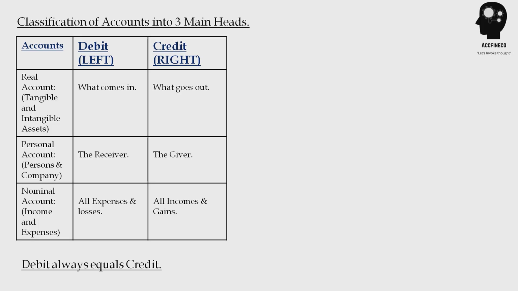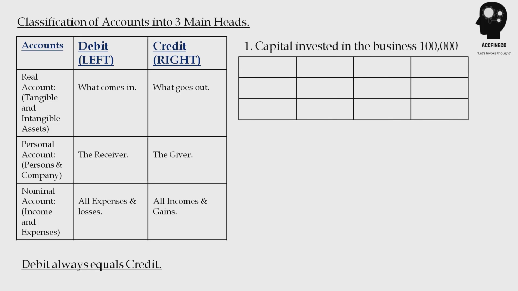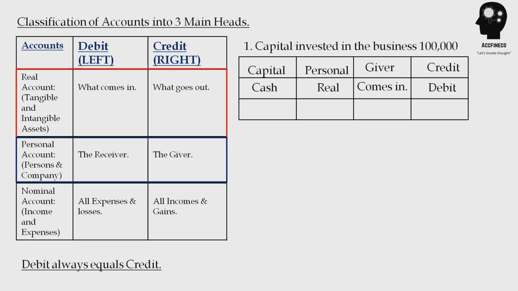So the first transaction is capital invested in the business, 1 lakh. Capital is the cash given by the businessman towards his business. Here, capital would be considered as a personal account. So classify it, while cash is a real account. The guideline for real and personal account is on your screen. Real account, cash, debit what comes in. Personal account, capital, credit the giver. Remember that debit means left side and credit means the right side.